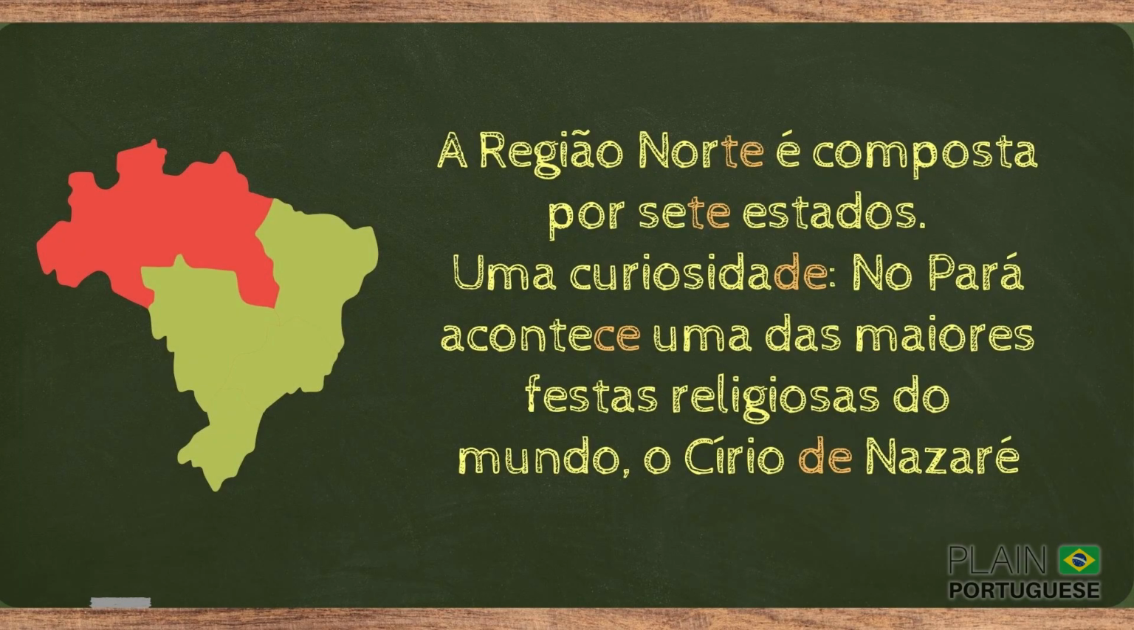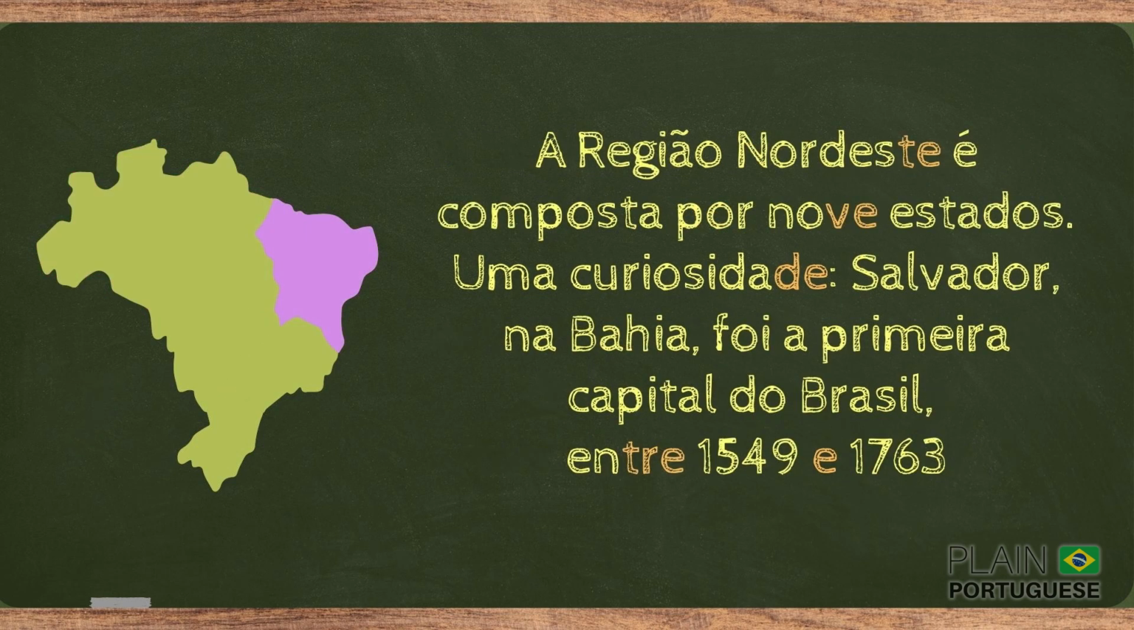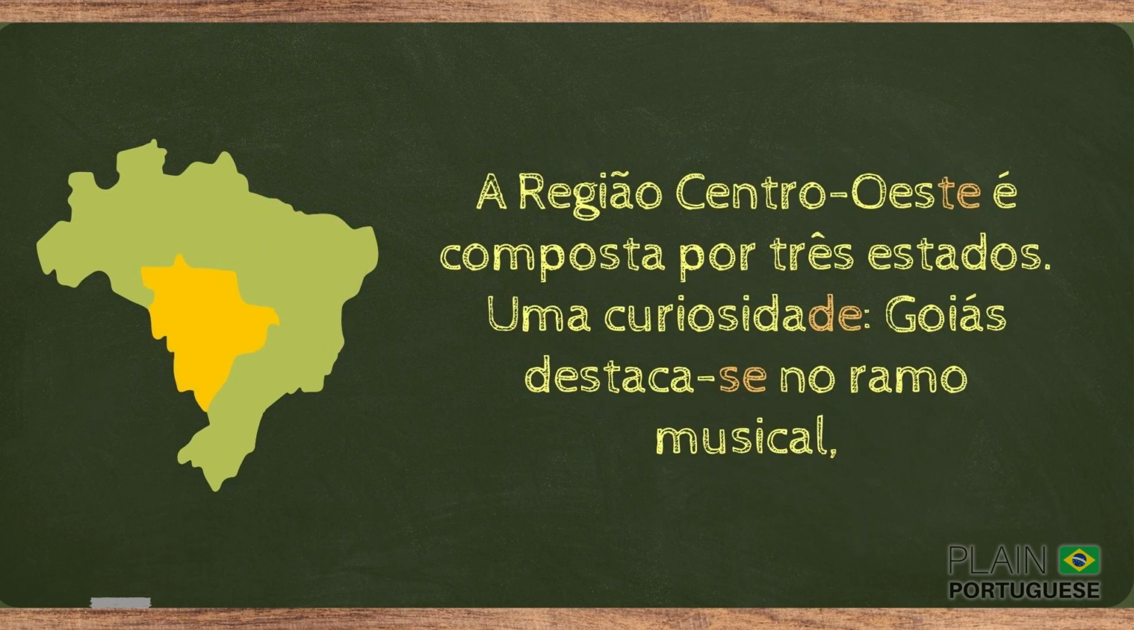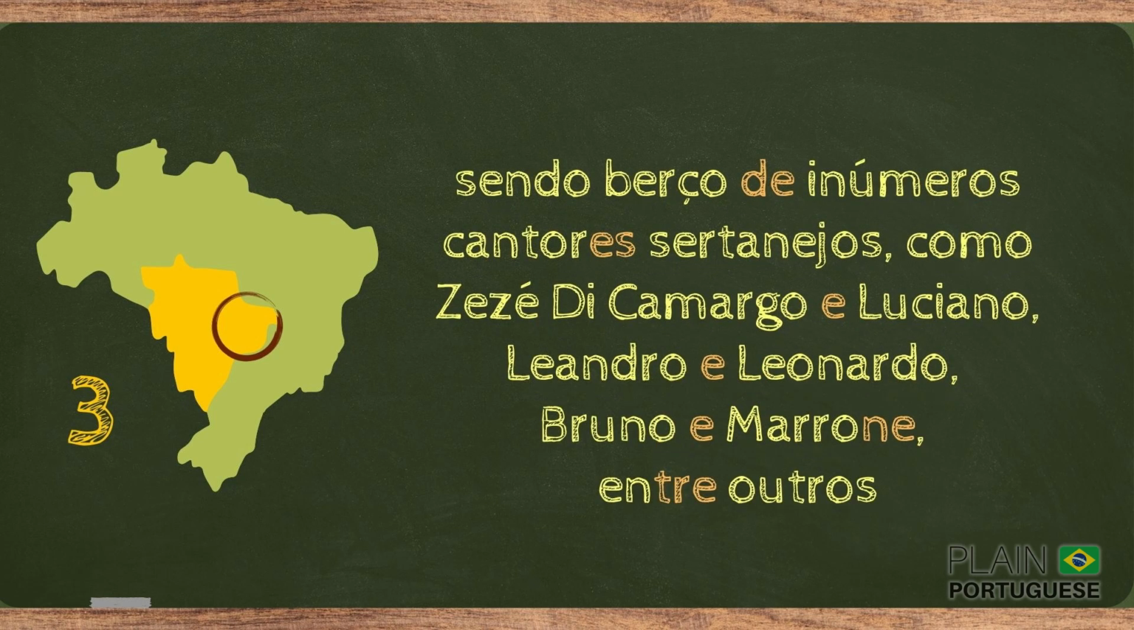A região Norte é composta por 7 estados. Uma curiosidade: no Pará acontece uma das maiores festas religiosas do mundo, o Círio de Nazaré. A região Nordeste é composta por 9 estados. Uma curiosidade: Salvador, na Bahia, foi a primeira capital do Brasil entre 1549 e 1763. A região Centro-Oeste é composta por 3 estados. Uma curiosidade: Goiás destaca-se no ramo musical, sendo berço de inúmeros cantores sertanejos, como Zezé de Camargo e Luciano, Leandro e Leonardo, Bruno e Marrone, entre outros.